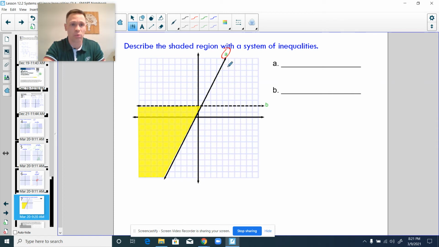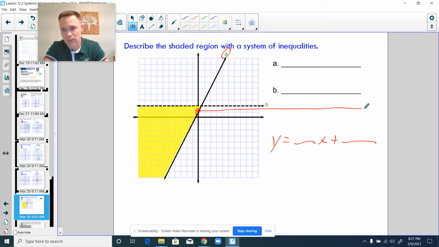So A looks like it's an oblique line, which means I'm going to have a slope and a y-intercept, right? So y equals blank x plus blank. I'm just going to observe where my y-intercept is. So the y-intercept is positive 1. So that's going to go right there, all right? And what's my slope? I'm going to go up 2, right 1, up 2, right 1. That means my slope is 2 over 1, or just 2. So what is that equation for A? Y is equal to 2x plus 1. For B, that's a horizontal line. I know that takes the equation form y equals a number.